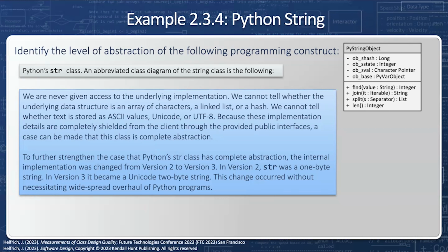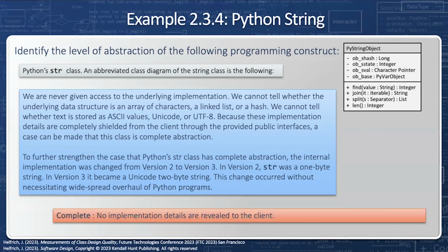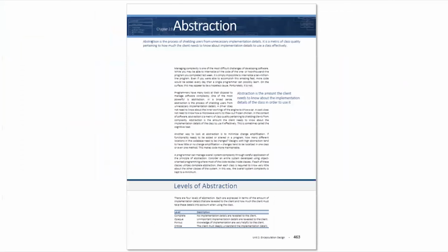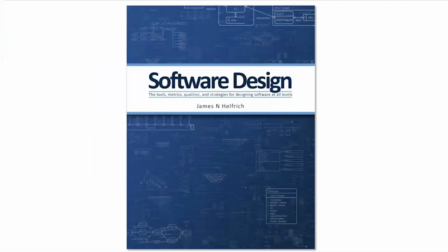Because these implementation details are completely shielded from the client through the provided public interfaces, a case can be made that this is complete abstraction. To further strengthen the case that the Python string class is complete abstraction, the internal implementation was changed from version 2 to version 3 of Python. In version 2, str was a 1-byte string. In version 3, it was a Unicode 2-byte string. This change occurred without necessitating a widespread overhaul of Python programs. And thus we can make a strong case this is complete abstraction. No implementation details are revealed to the client. This is examples 23.1, 23.2, 23.3, and 23.4 in the abstraction chapter of the software design textbook.